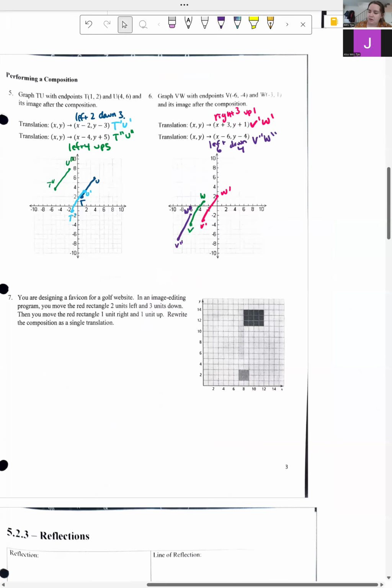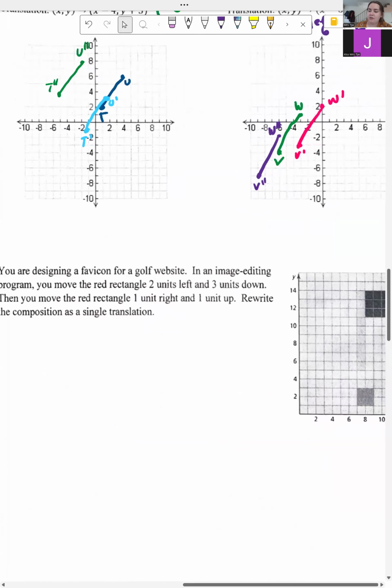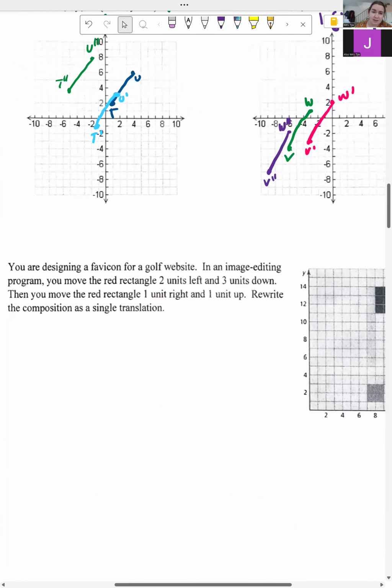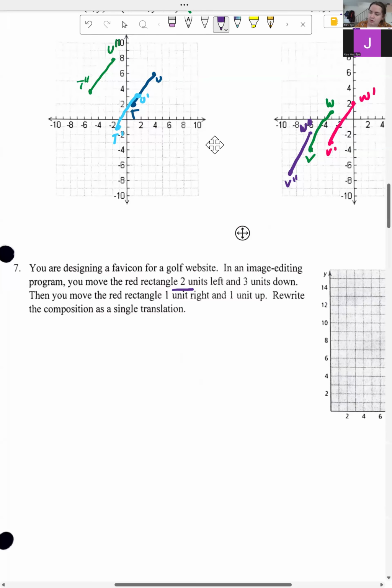Last problem. Okay. You're designing a favicon for a golf website. I'm pretty sure that's just like an icon. I don't know. I haven't heard that word in a long time. In an image editing program, you move the red rectangle, hold on, 2 units left and 3 units down. And then you move the red rectangle 1 unit right and 1 unit up.